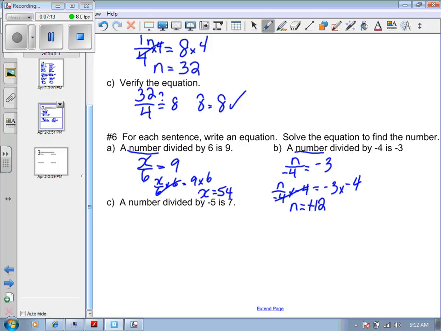A number divided by negative 5 is 7. So what is our number going to be? K divided by negative 5 is 7. We're going to multiply both sides by negative 5. Our 5's cancel out. K is now equal to negative 35.